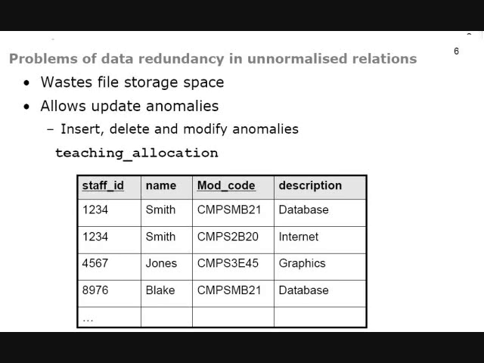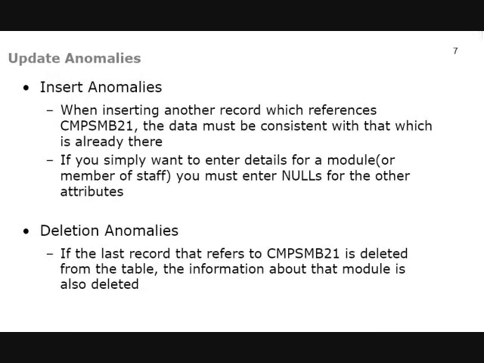So one of the things that is going to happen is I'm going to have insert anomalies. When I am inserting another record which references the CMPSMB21 record that is already there, I have to make sure that the data that I insert is consistent with the data that is already there. If suddenly I put a different description, then I have introduced inconsistencies in the database. And that, from a database point of view, is a very bad thing to do. So we want to keep our data consistent.